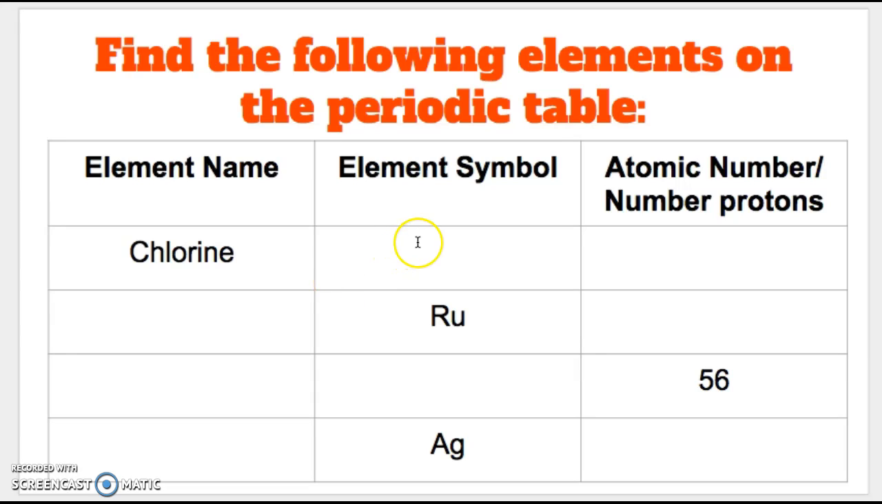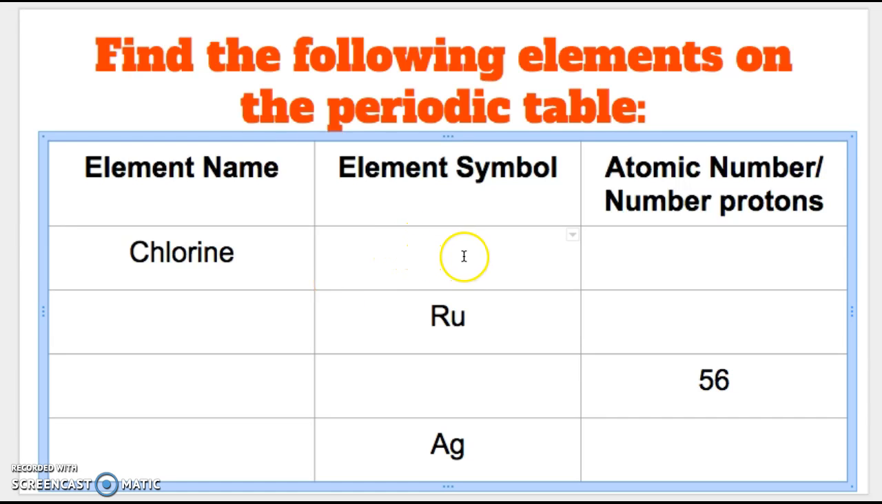Okay, hopefully you stopped the video. No cheating, okay? So what you should have filled in is that chlorine is the letter Cl. So if you find it on your periodic table, you notice that the letters are Cl. Its atomic number, which is the number on the top, is 17.